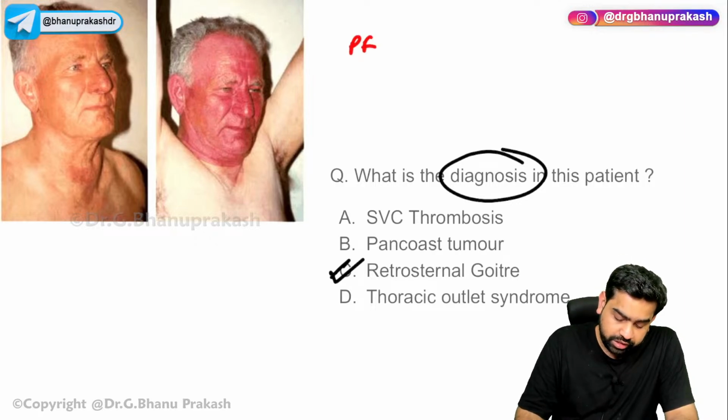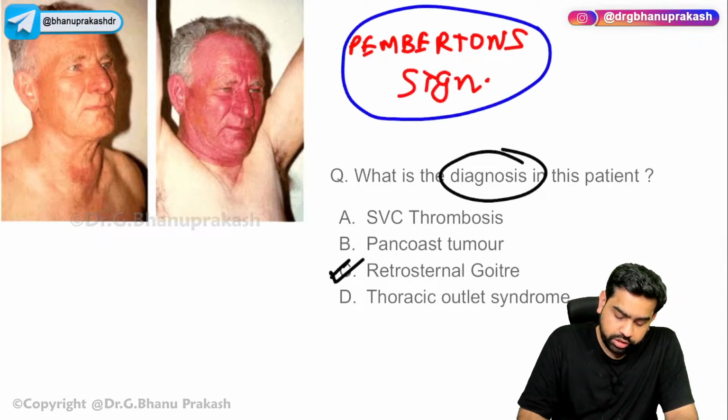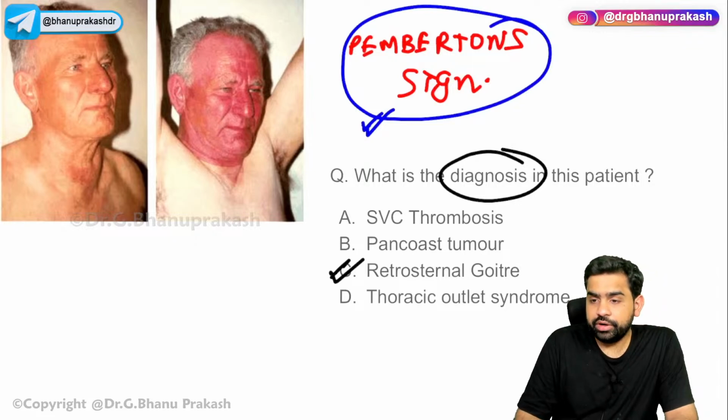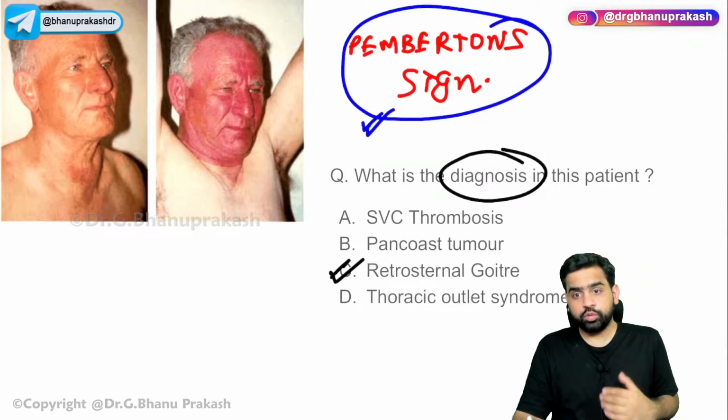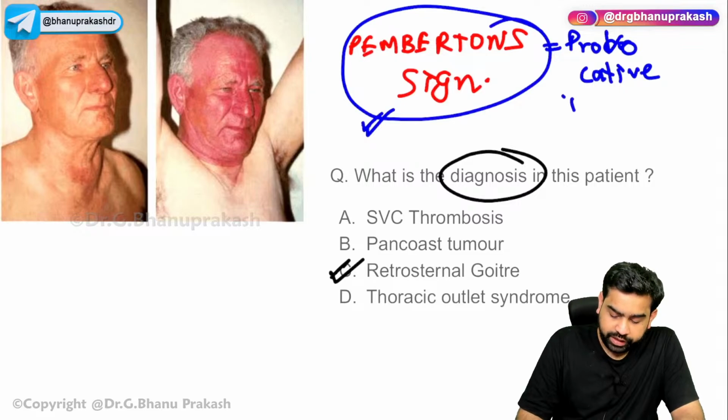This is what is called Pemberton's sign. Okay, what is this? This is your Pemberton sign. What we have is a Pemberton sign, which is basically seen in this particular patient. Over here, this is a provocative sign. What is this Pemberton sign? This is a provocative kind of test, provocative test.